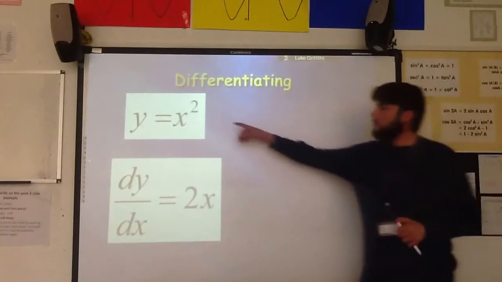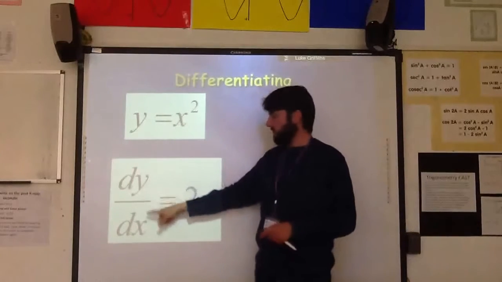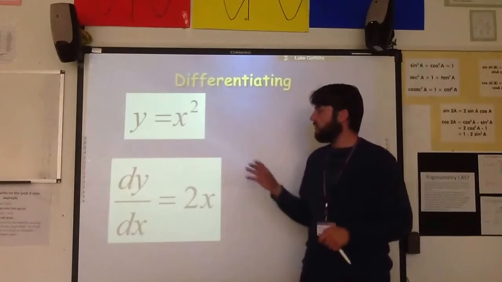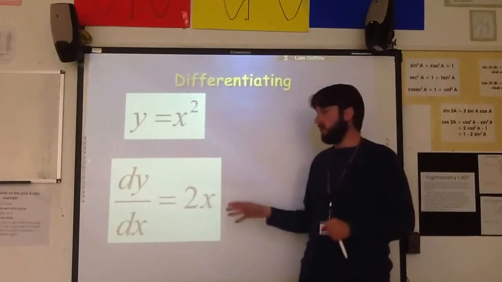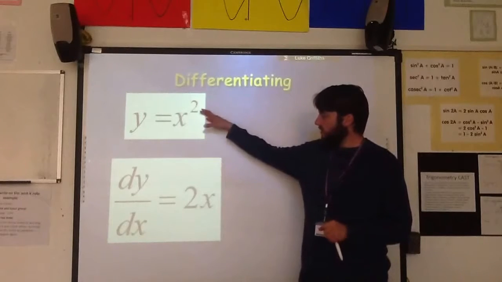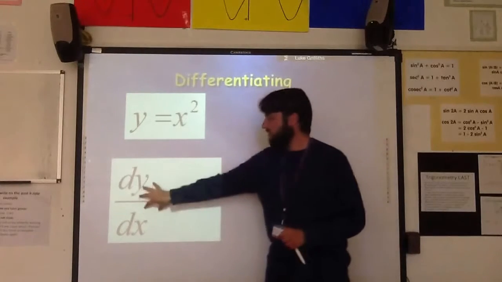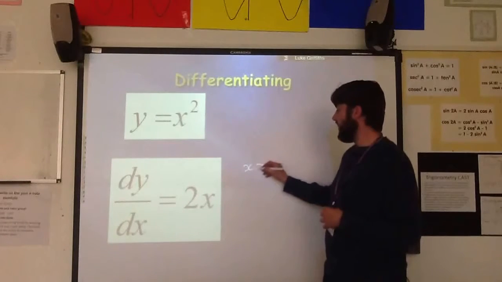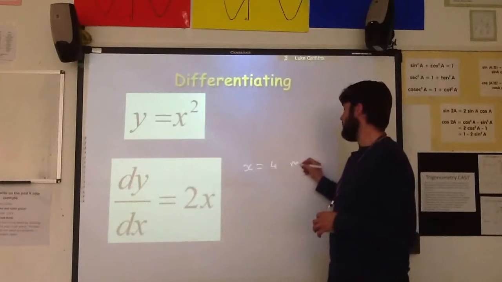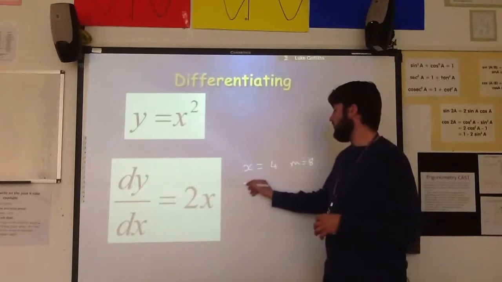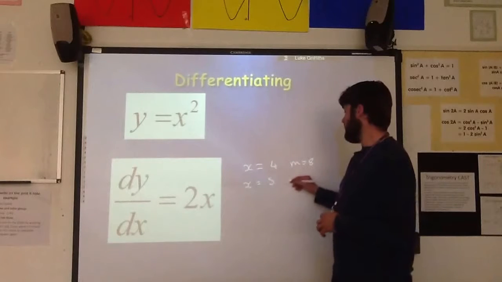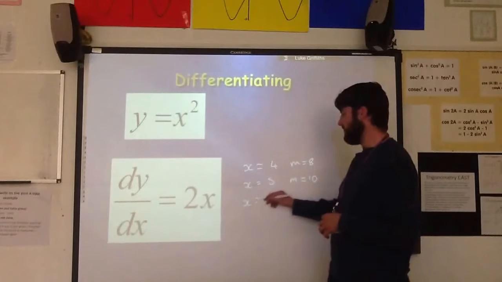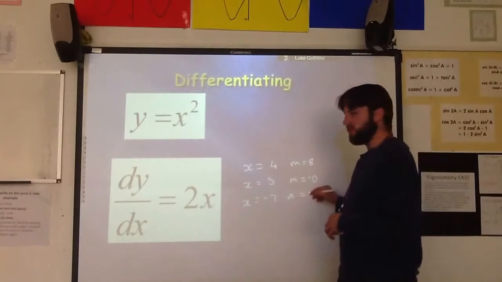So we already know that when y equals x squared, the gradient function dy dx is equal to 2x. So when y is equal to x squared, if we want to work out what the gradient of any coordinate on y equals x squared is, we can use this formula, 2x. So the gradient function is 2x. Okay, so if the coordinate for x is equal to 4, then the gradient would be equal to 8. If the coordinate for x was equal to 5, then the gradient would be equal to 10. If the coordinate for x was equal to minus 7, the gradient will be minus 14.